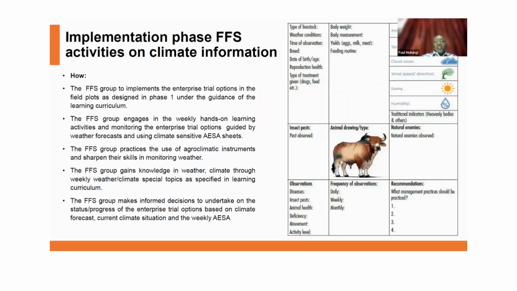Now we come to the implementation phase. The implementation phase is actually the phase whereby the FFS groups implement the enterprise of choice that is based on the forecast that they have been told. And one of the main tools that they use in the FFS groups is the ISA. It's very, very important because the ISA has got quite a lot of parameters which the FFS fraternity knows. But here I'm trying to keep it such that people see that the ISA has to look at climate issues. That's why you are seeing this ISA has all those climate issues, to make sure that the FFS group does not forget.